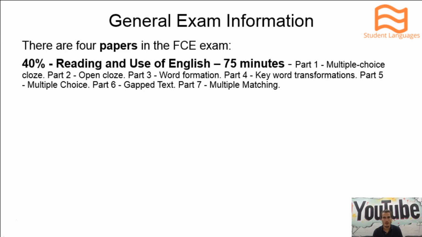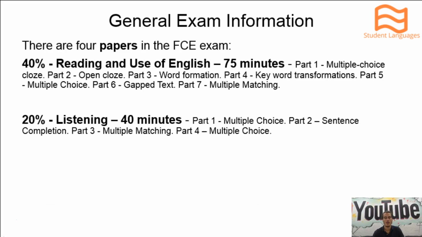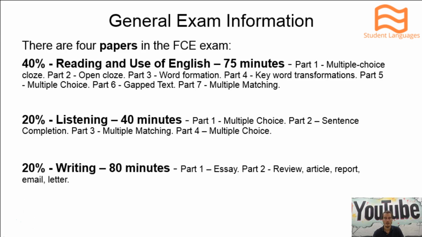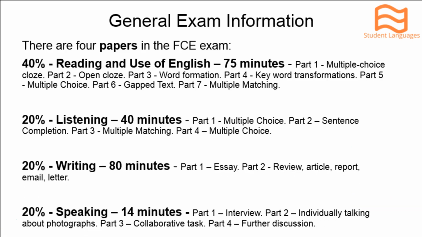So firstly I'd just like to tell you a bit about the general information about the exam. There are 4 papers in the FCE exam. There's the reading and use of English paper, although these are like 2 different sections, but they're put into one paper, and so that counts for 40%. Then you have the listening, which is 20%, the writing, which is 20%, and the speaking, which is 20%. And you might want to pause this video now to have a read of these in a bit more detail, but we're going to continue and have a look at what we're going to do in the speaking course.